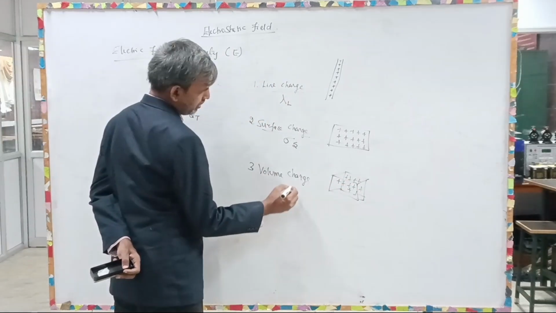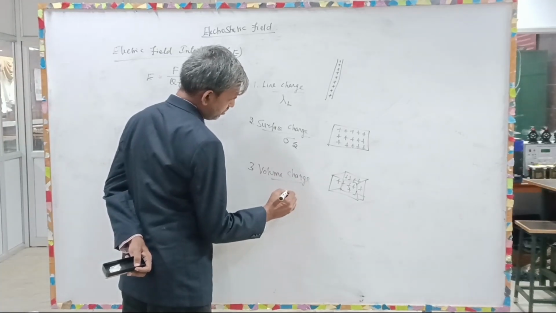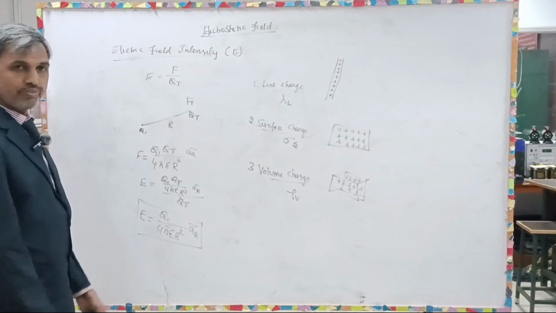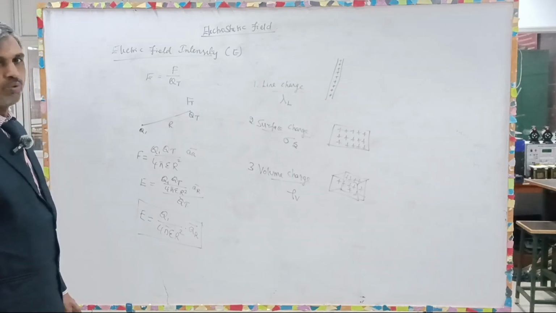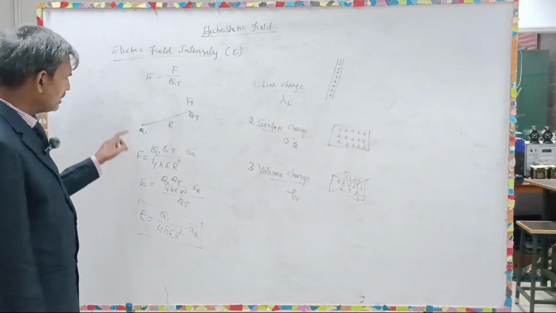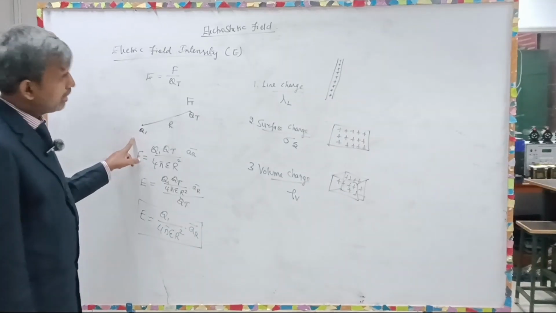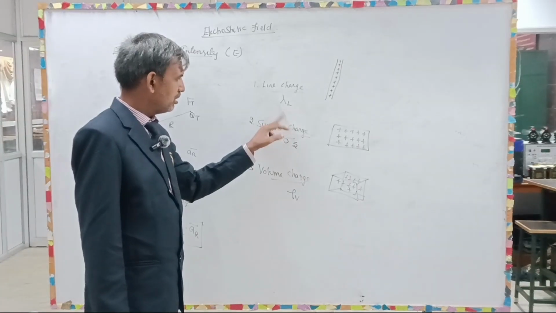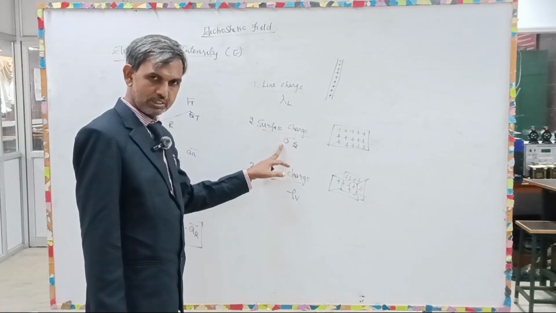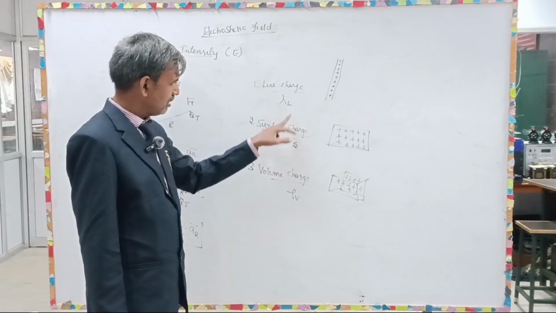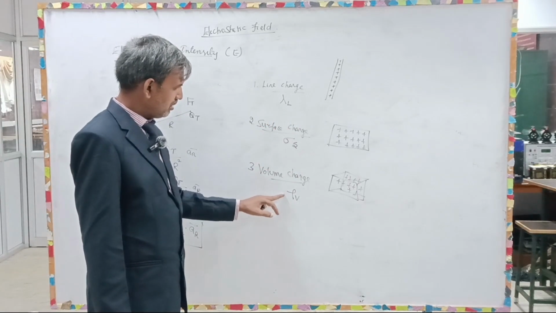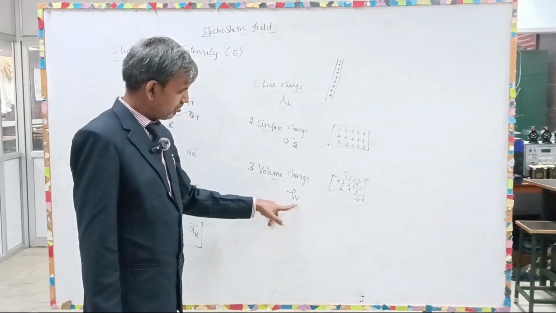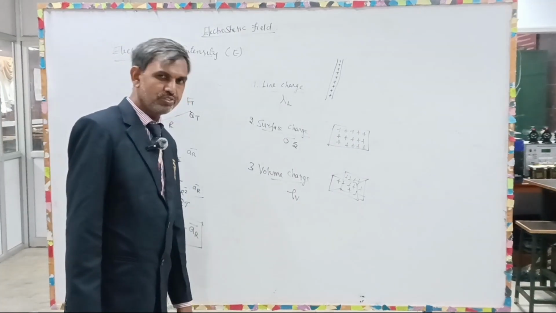Over the volume, the volume charge will be denoted by rho V. So now we are discussing the four types of charges. One is the point charge, which will be denoted by Q, the line charge will be denoted by lambda, and the surface charge will be denoted by sigma. The S indicates the surface, L indicates the line. Similarly, the volume charge is denoted by rho V, so V indicates the volume and rho indicates the charge.